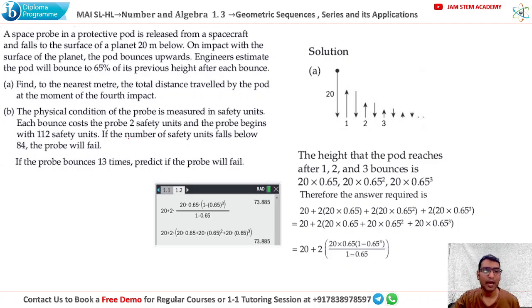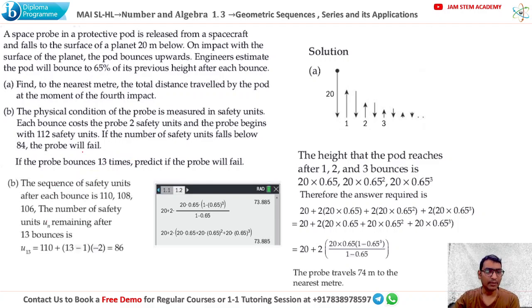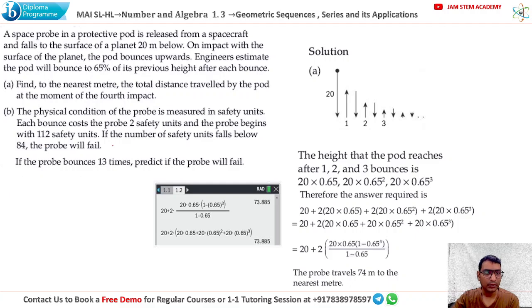So for that, what can I do? It always loses two safety units and the initial value is 112. After every impact, it loses two safety units. So let's calculate how many units are left when it bounces 13 times. Let's start with the first term as 112 minus 2, because at the first impact it will lose 2 units. That will be my first term.